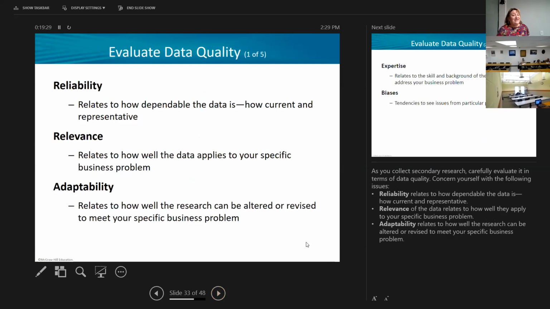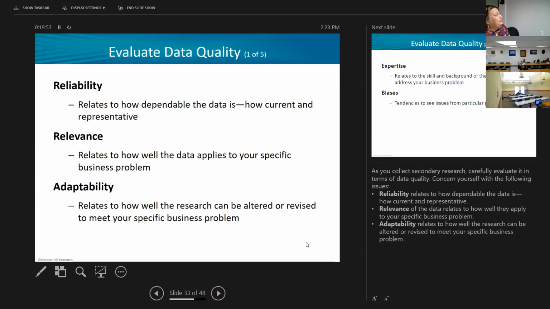Now, your data that you collect, just because you find that data somewhere doesn't mean that it's official. Okay, your data needs to be reliable, relevant, adaptable. You need to evaluate the expertise and any biases.